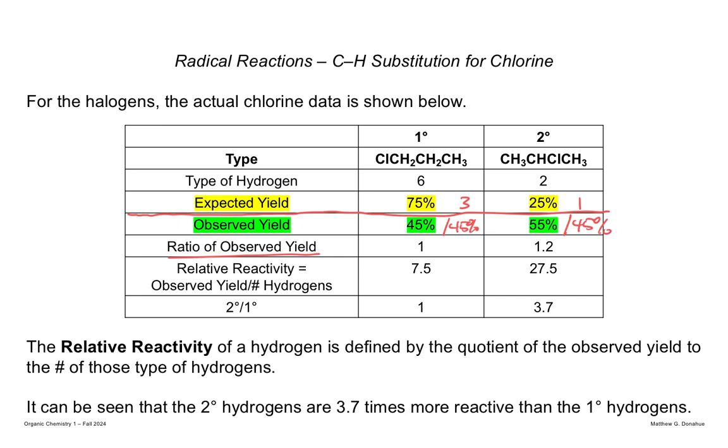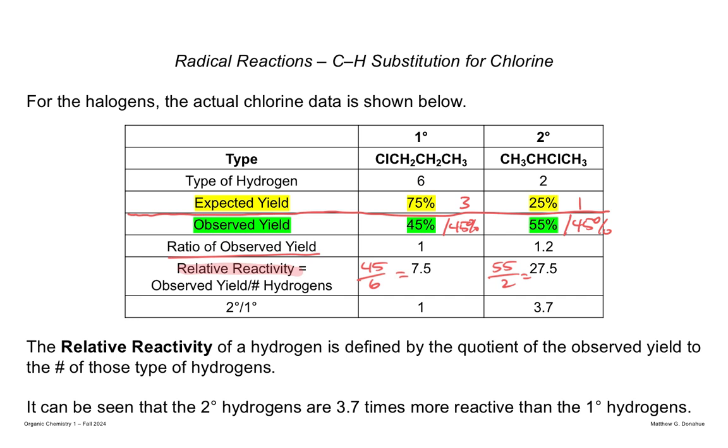Now, the new term here is relative reactivity. And we're defining that as the observed yield divided by the number of hydrogens. So the 7.5 comes from 45 divided by 6, which gives you 7.5. 55 divided by 2 gives you 27.5.